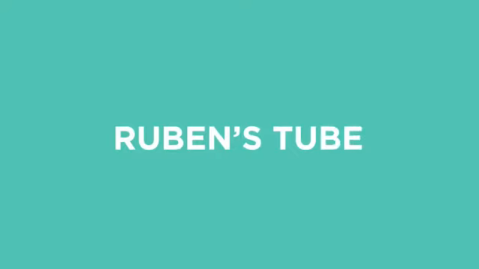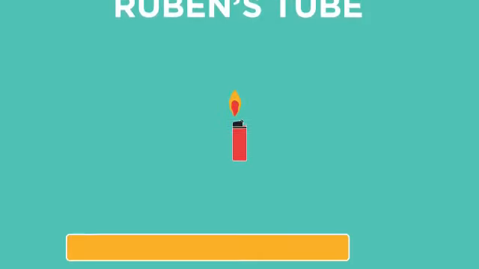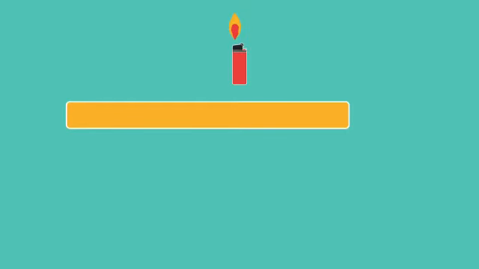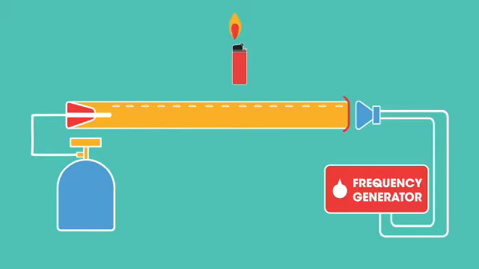The Rubens tube is a spectacular physics experiment involving fire to demonstrate that sound is a longitudinal wave. The Rubens tube is a hollow tube that is filled with a flammable gas, usually propane. Holes are drilled at regular intervals along the top of the tube. One end of the tube has a rubber membrane stretched across it and a loudspeaker positioned next to it.